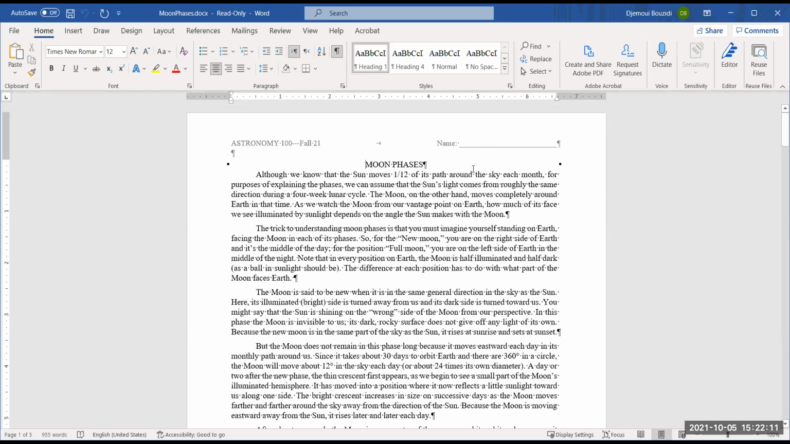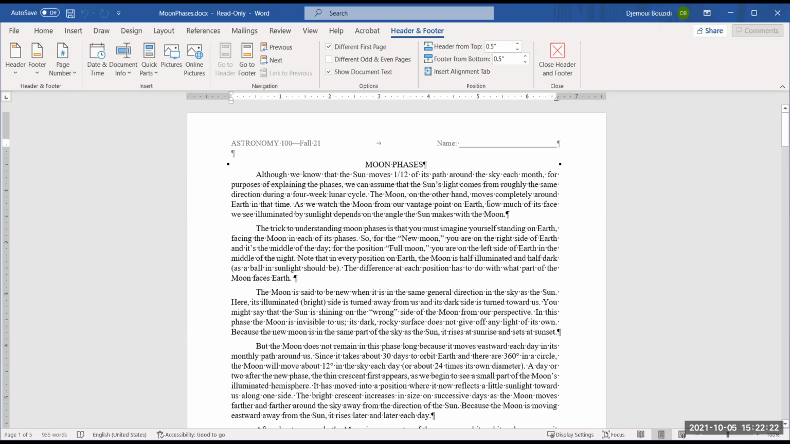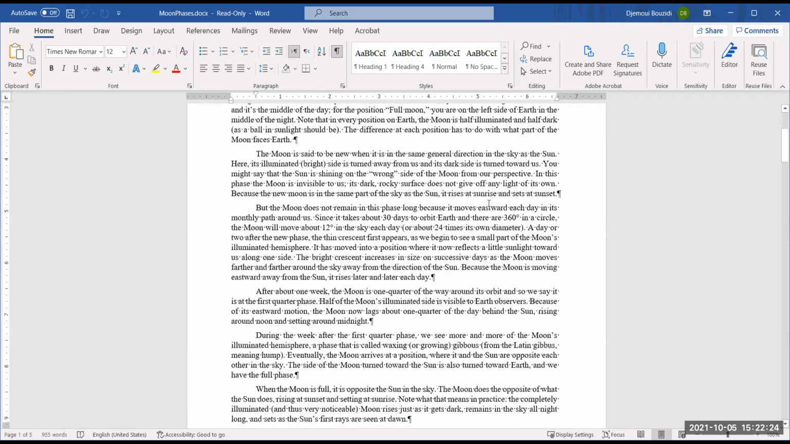I need to put my name. If I want to put my name, I really have to double click on this side. Now I'm going to write my name in here. Once I'm done with the header, then I'm going to go down and start answering the questions.